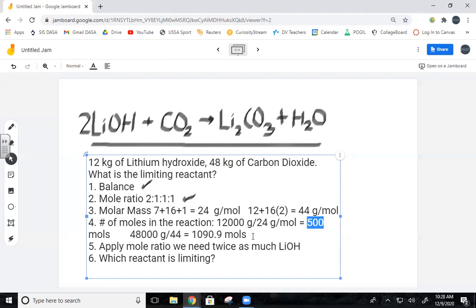The lithium hydroxide, because it's going to run out first, right? We only have 500 moles of this. We have 1,000 moles of this. If we had 500 moles of lithium hydroxide, we're only going to be able to react 250 moles of carbon dioxide, because it takes 2 of these for every 1 of these, and we only have 500. Do we see how this works?